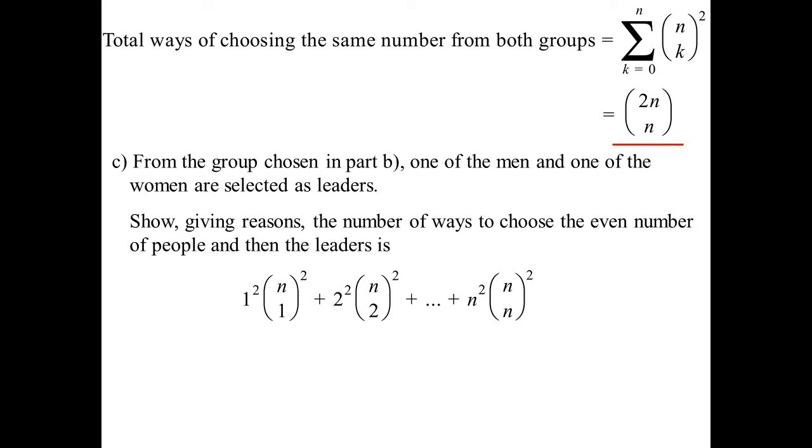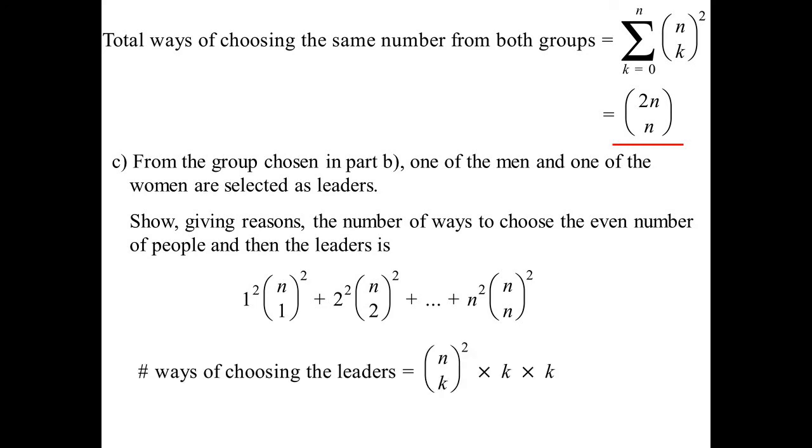So there are 2 leaders, one male, one female. Show, giving reasons, the number of ways to choose the even number of people, and then the leaders is this expression here. So basically we've got to explain why. All right, so how many ways are there of choosing the leaders?